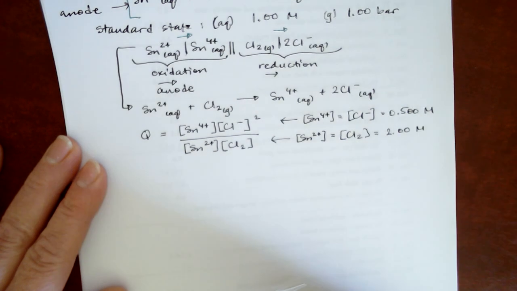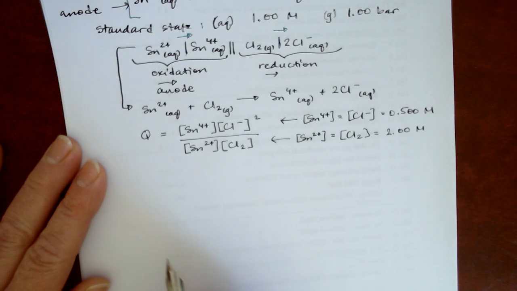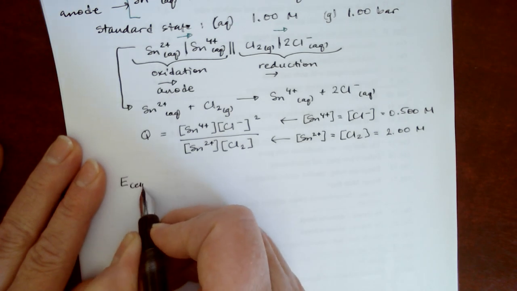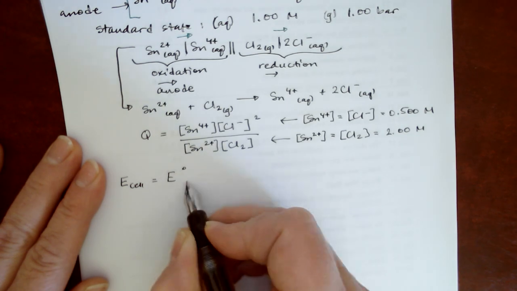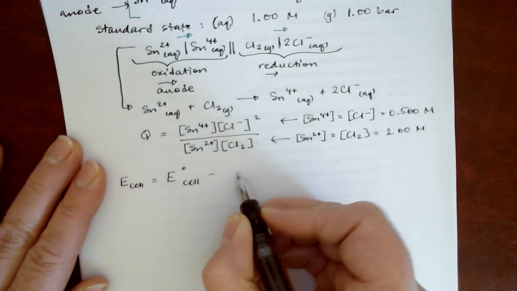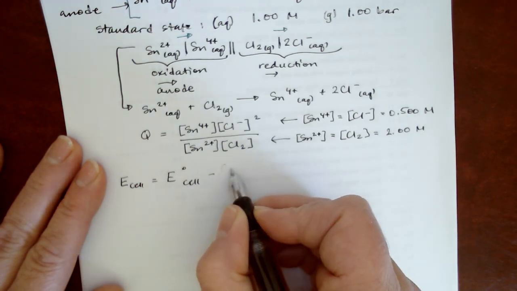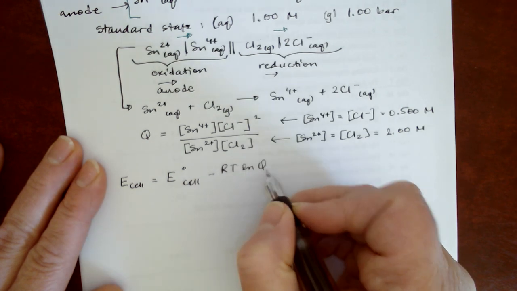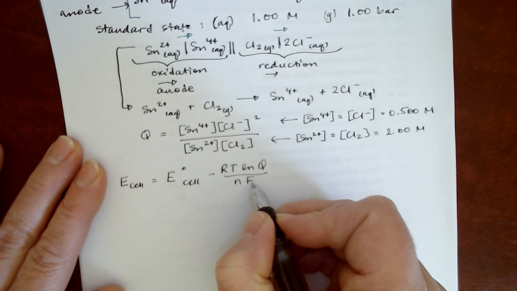Okay, so when we calculate our E cell, we need to include all of this information. So RT natural log of Q over NF. So we did need that cell potential.